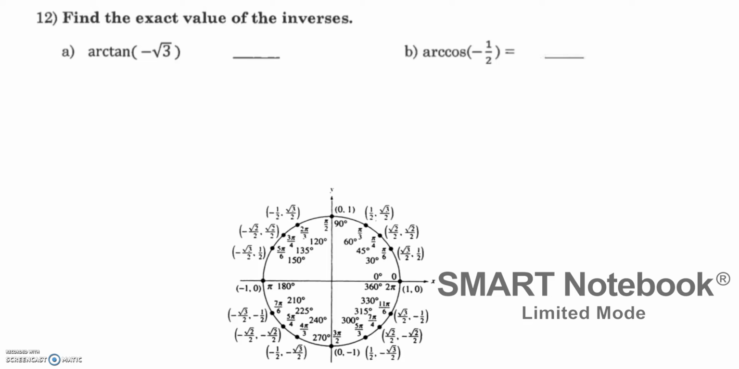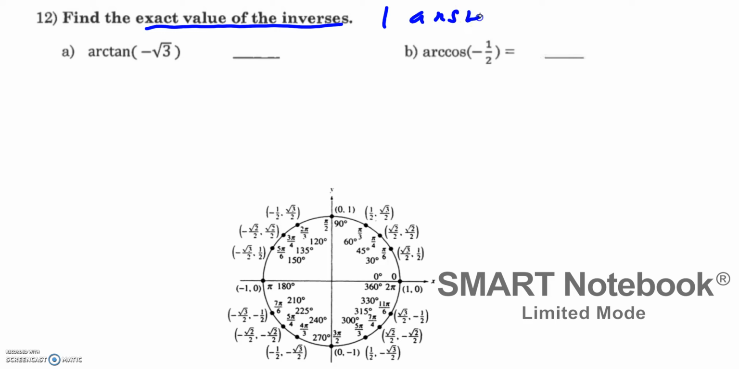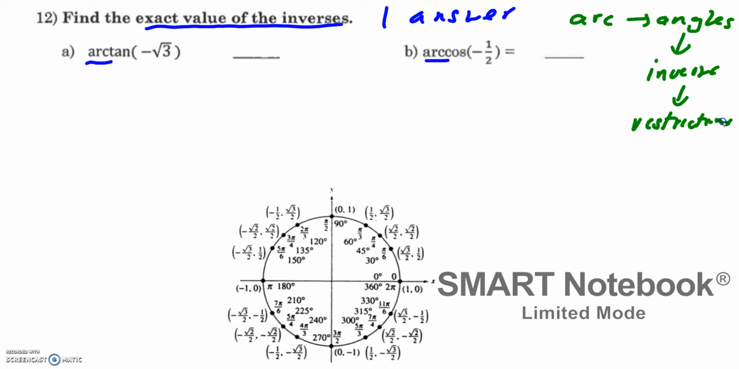However, if we look at number 12, it asks, find the exact value of the inverses. Notice, there is no direction from 0 to 2 pi. Whenever you don't see this direction, that means we only want one answer. And whenever you see the phrase arc, that again should mean a few things to you. Arcs mean you're leading to angles, which means you're taking an inverse, which means you have to consider restrictions.